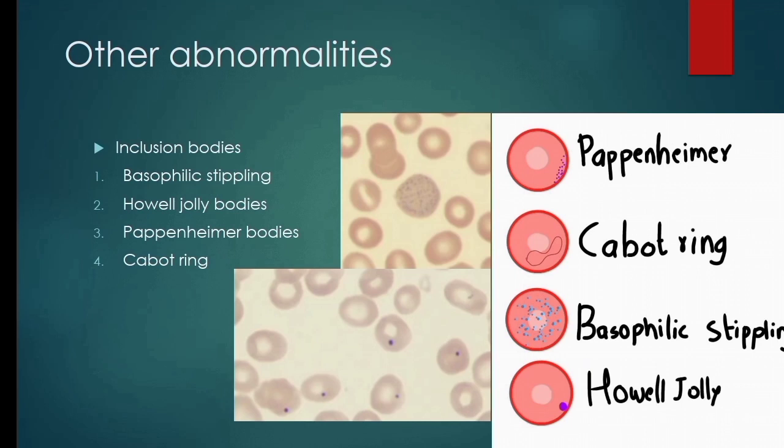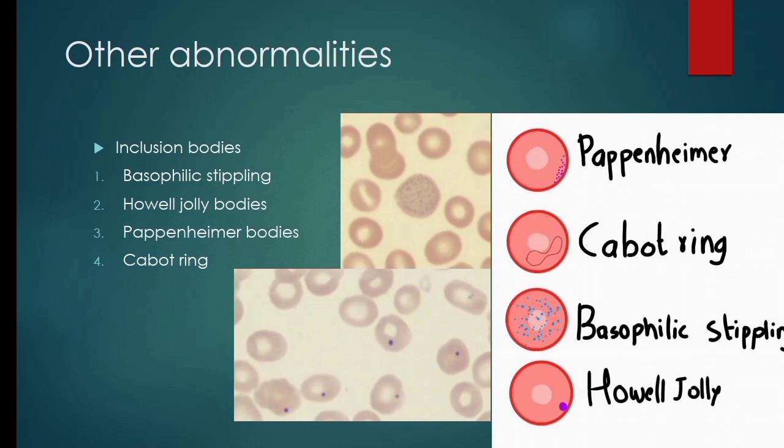Other abnormalities are inclusion bodies and pathological distribution of RBC on peripheral smear. First, we learn about inclusion bodies. Basophilic stippling. They are denatured RNA fragments dispersed within the cytoplasm. They show coarse stippling and they are clinically significant. Second is Howell-Jolly body. They are DNA remnants.